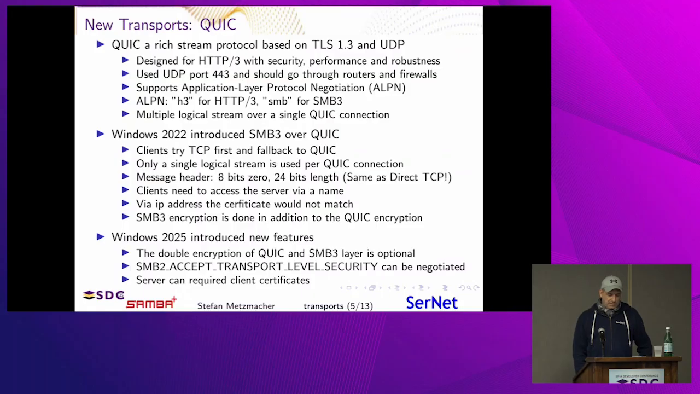With Windows 2025, there were new features introduced. So there's a way to avoid the double encryption. The client and server can negotiate that they don't need that, and then basically the SMB layer handles it. Yeah, one question?